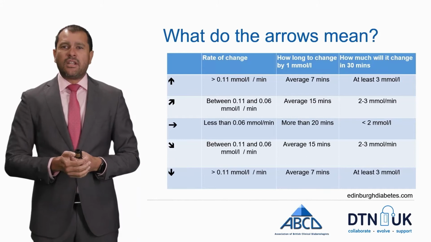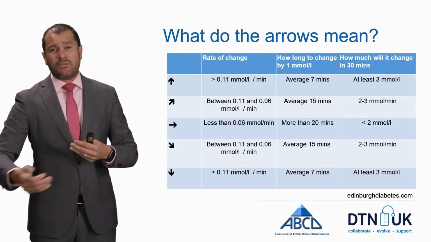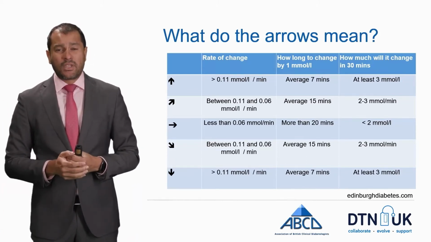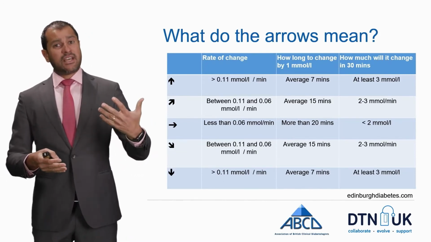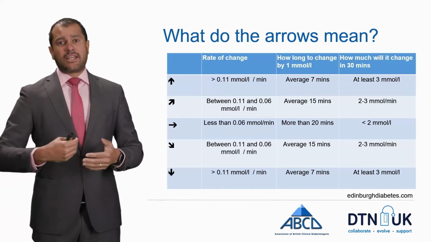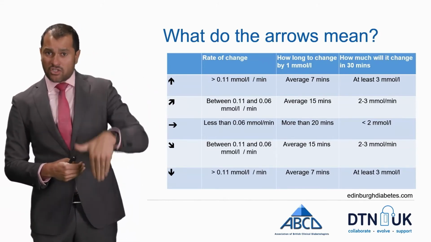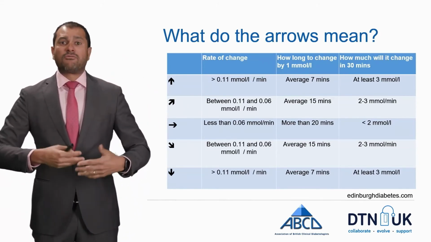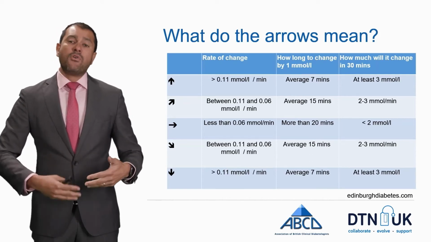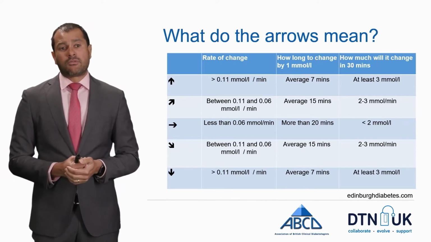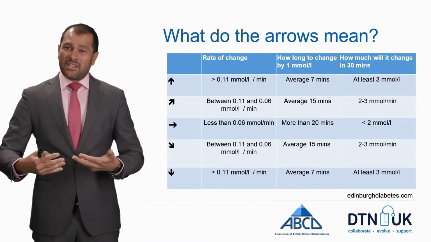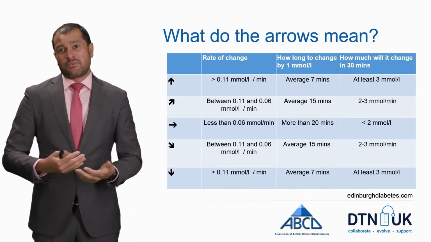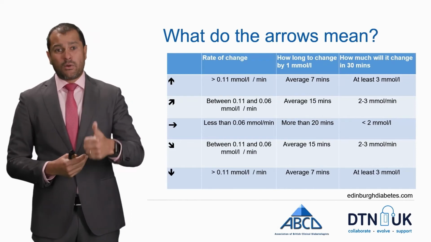And you're going to go, in half an hour, between 2 and 3 millimoles lower than where you are now. So you can use that information to work out, if your blood glucose was, say, 7 and falling, when you should rescan again. And if you've got the arrow going straight down, of course, that means you're falling rapidly, by more than 0.11 millimoles per minute. So it's going to take you, on average, about 7 minutes, but certainly short, maybe as little as 5 minutes, to fall by 1.